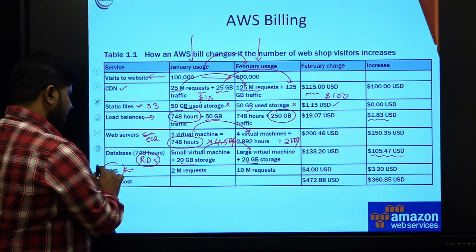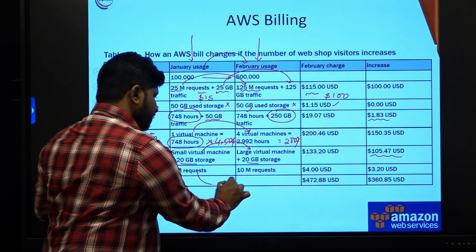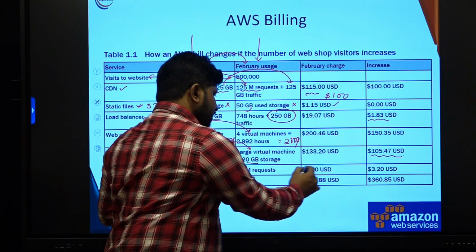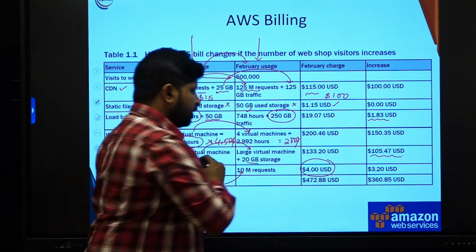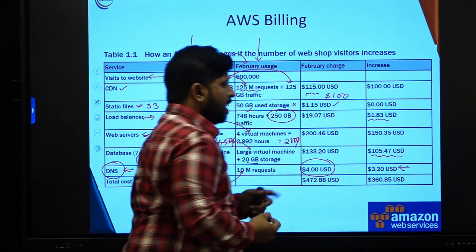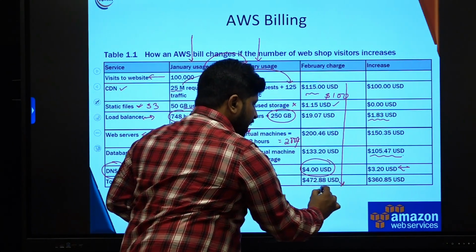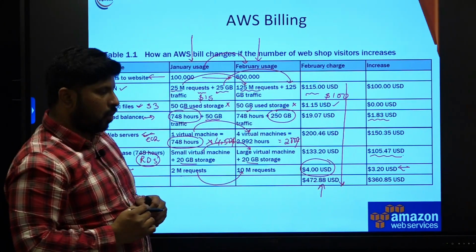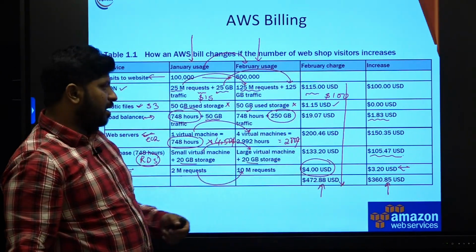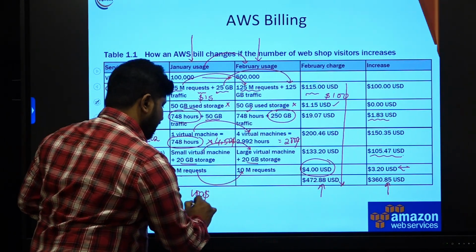As well as for DNS, handling requests from various customers has been enhanced from 2 million requests to 10 million requests, where each change in the handling of requests has been slightly enhanced for $3. When you are summing up, in February a customer will be charged $472, whereas there is a drastic change of $360, meaning in the month of January they may have a charge of $100.